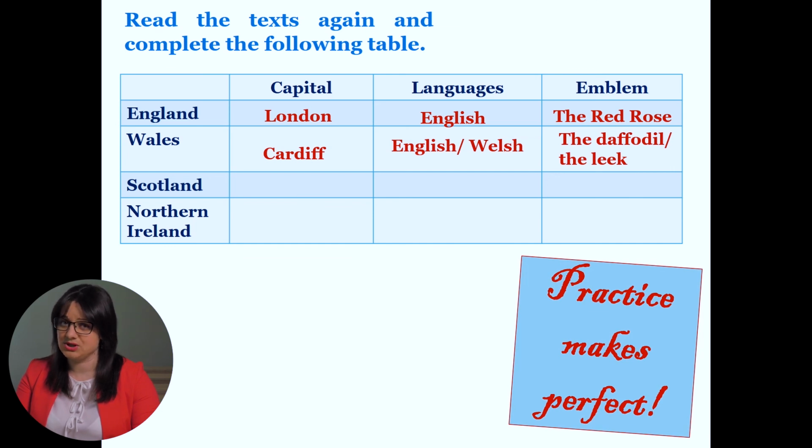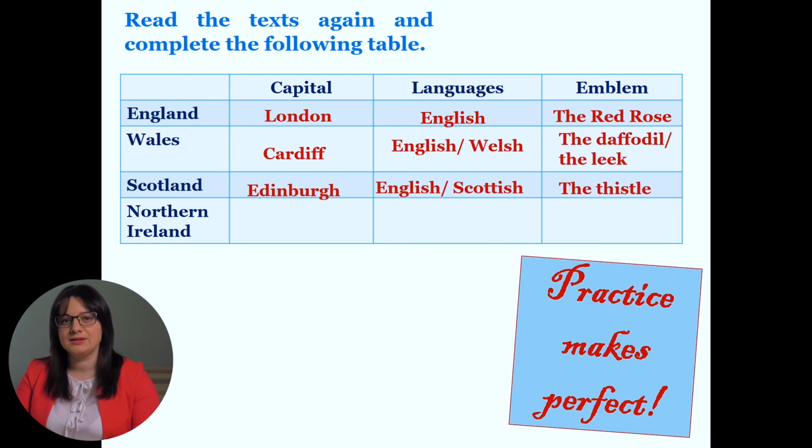Scotland, which has the capital Edinburgh, the languages spoken in Scotland are English and Scottish, and the flower emblem is the thistle. And finally, Northern Ireland, with the capital Belfast, the languages spoken there are English and Irish, and the emblem is the shamrock.